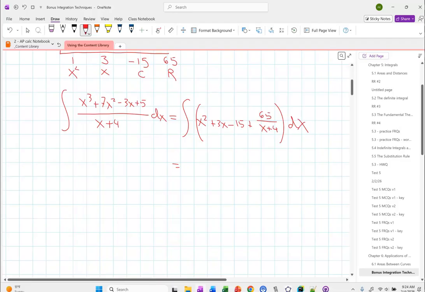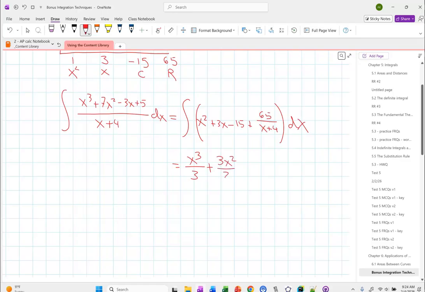So I can go term by term on my integration. The integral of x squared is x cubed over 3, right? The integral of 3x is? Not x cubed. 3x squared over 2. You see it? We just add 1 to the degree and then divide by the new degree, right? The integral of negative 15 is? Negative 15x.